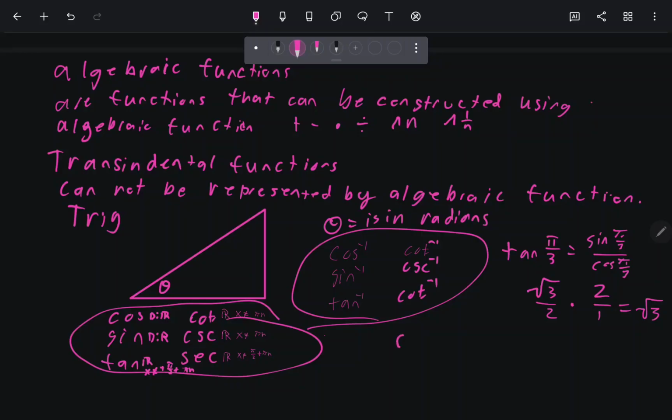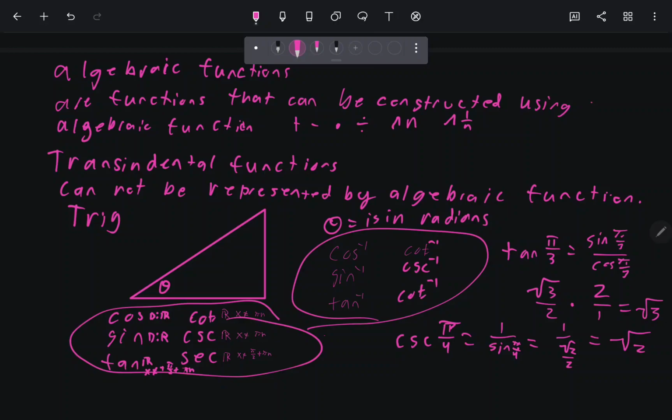Let's now do cosecant of pi over 4. Yeah, pi over 4. Cosecant is the same thing as 1 over sine of pi over 4. And we know sine of pi over 4 is square root of 2 over 2. So if I just move this 2 into the numerator, divide it, we would get square root of 2.